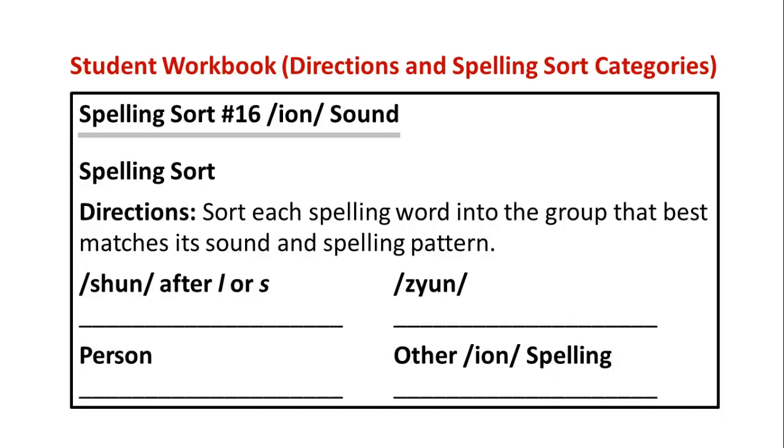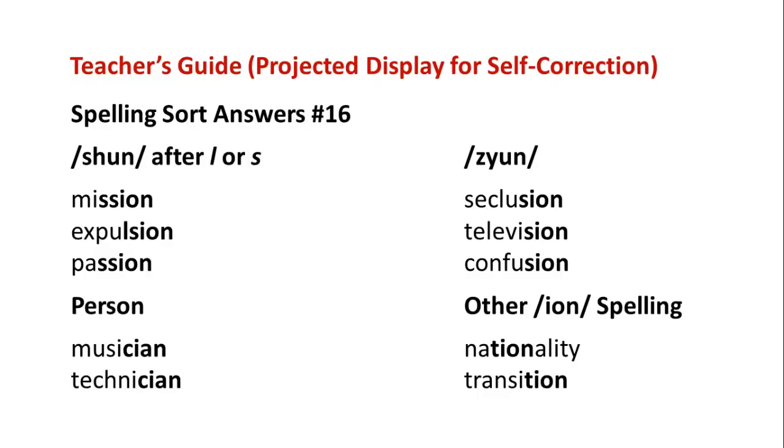Students may complete the spelling sort individually or in pairs at the teacher's discretion. When students have finished their spelling sorts, open the Teaching the Language Strand PDF file and display the spelling sort answers. Students self-correct and record their scores. Review any challenging spelling sorts.